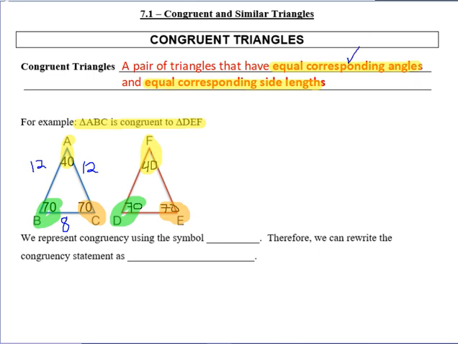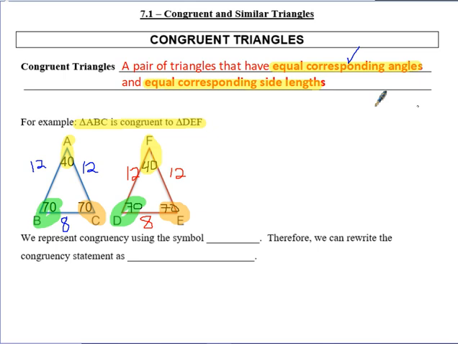Now, side lengths. If we're looking at side lengths, side length AB, over here on this left side, would correspond with FD. Because they're congruent triangles, this one would also have to be 12. Likewise, AC or CA, whatever you want to call that side length, would correspond with EF, 12. Lastly, down here, BC or CB corresponds to DE, which means this one must be 8.